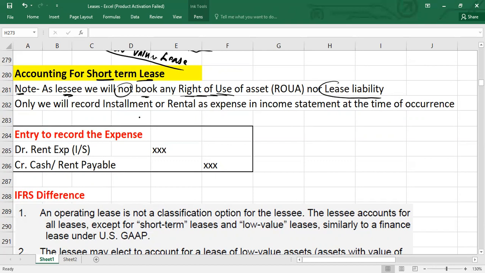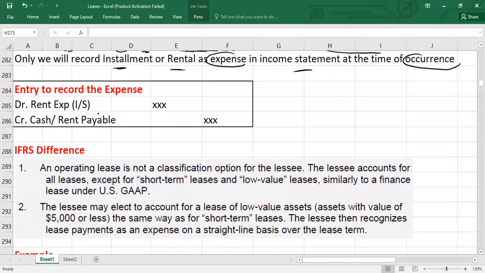So simply what we will do, as a lessee, whatever installment or rental we are paying, we will simply record as an expense at the time of occurrence. Of course, this expense will be recorded in the income statement. Okay, guys. So what entry will you pass when you incur the rent expense? You will debit rent expense and credit cash or rent payable, that means accrual. So the IFRS difference I have already told you: if under IFRS you have a low value asset leased, with a value of 5,000 or less, it is similar to the short-term lease we are studying in this video now.